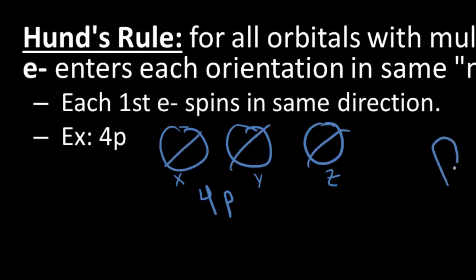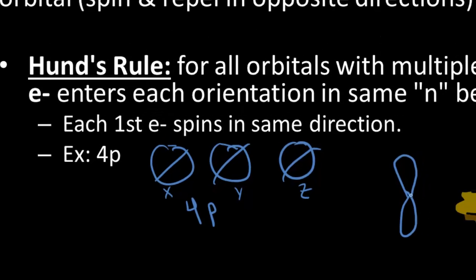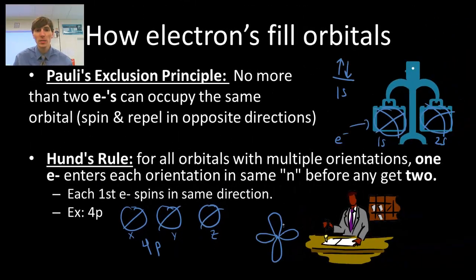So I have my little p orbital here. Okay, I have my y, my x. Okay, I have my pz orbital. My electrons are going to start filling in 1 electron per orientation before they start filling up. So if I had 3 electrons in the 4p orbitals, they would fill like this.